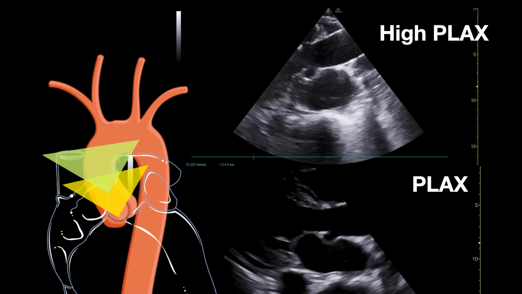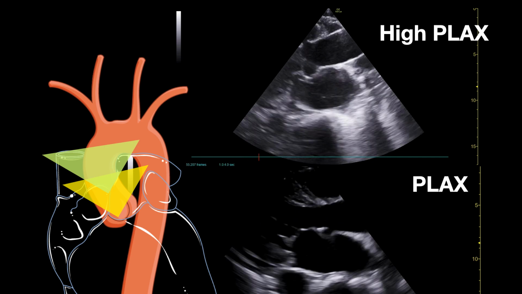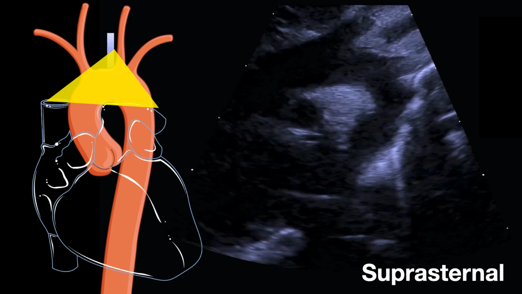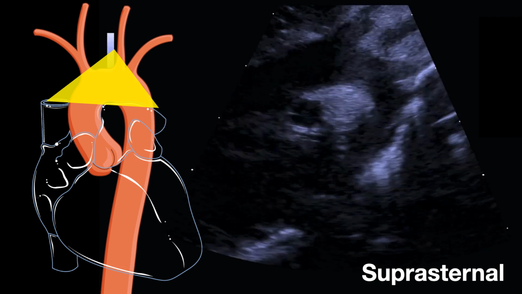Occasionally, you might have to bring the patient to a right lateral decubitus position and scan from the right side of the sternum. The next view is suprasternal notch. We can see the aortic arch, and we can see the medial segment and the distal segment of the arch and a little bit of descending aorta.